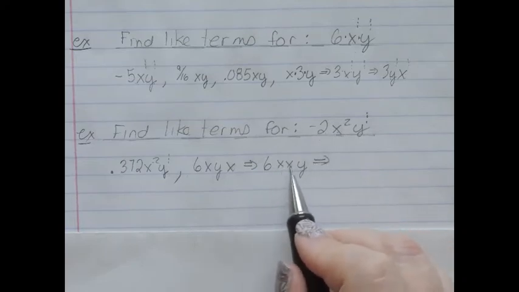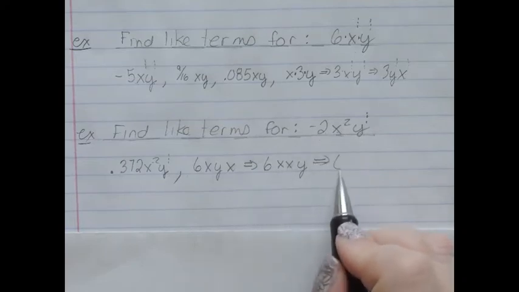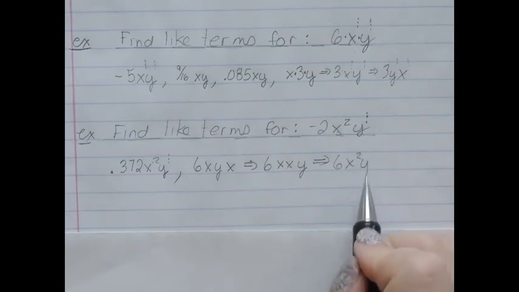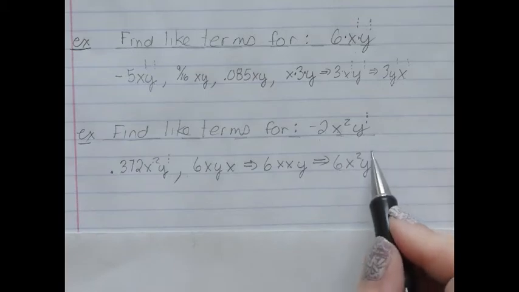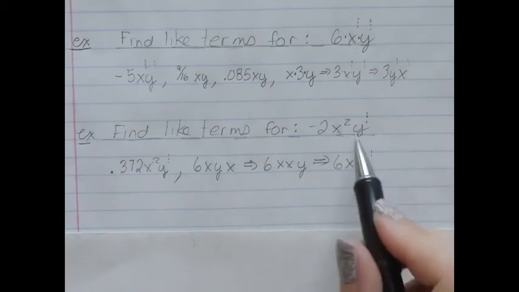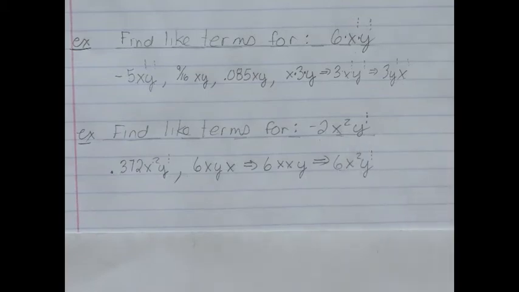X times x, so long as it's times, gives me 6x squared y. So is this the same as the original problem? Yep, powers match, variables match, everything matches. Good to go.